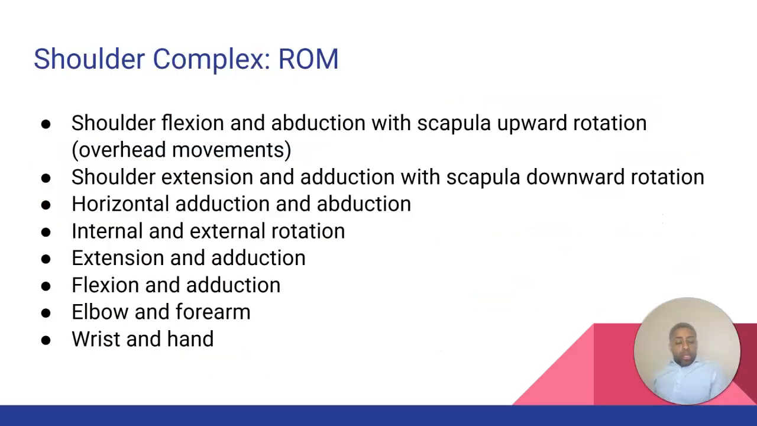Now, the shoulder. It does have what's called a large degree of freedom. What that means is that the shoulder, because of what the articulation looks like, the head of the humerus into the glenoid fossa, because of that articulation being a little bit shallow, it allows for different movement in different planes, right? So shoulder flexion, shoulder extension, shoulder abduction, and internal external rotation.